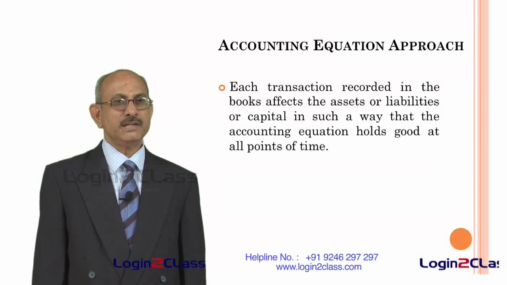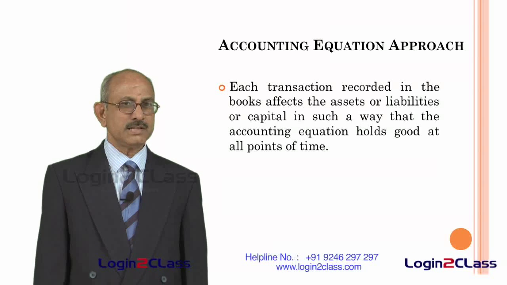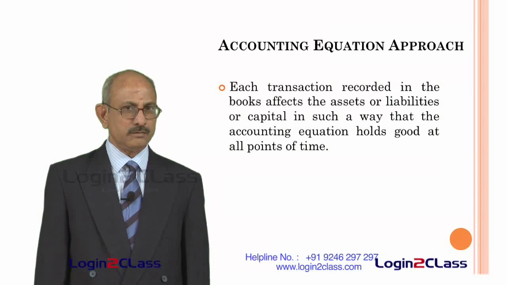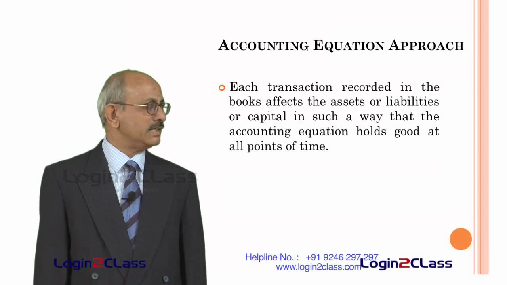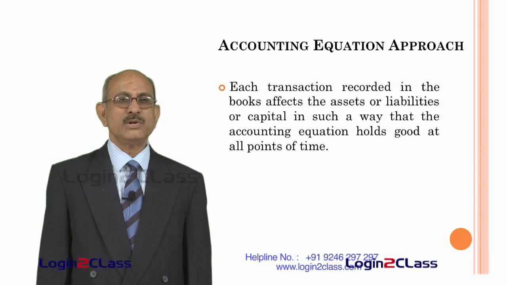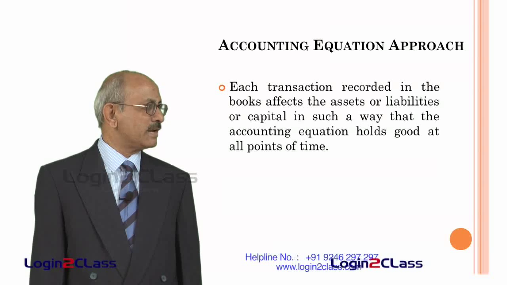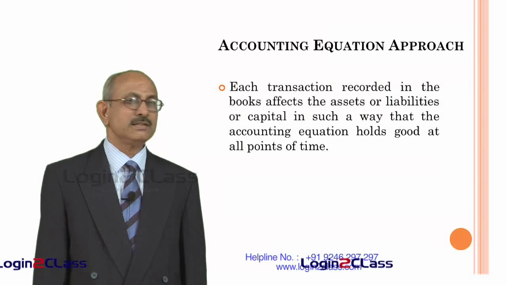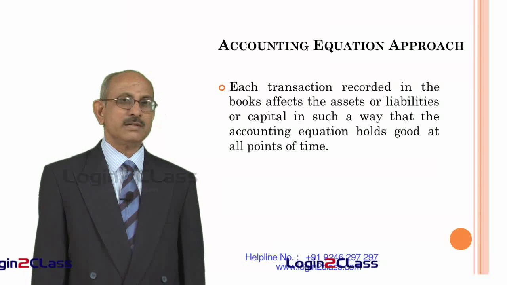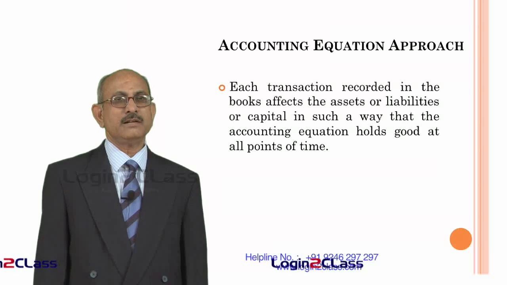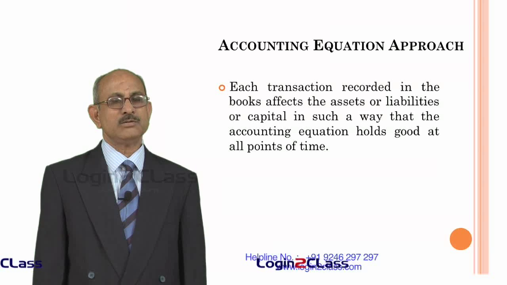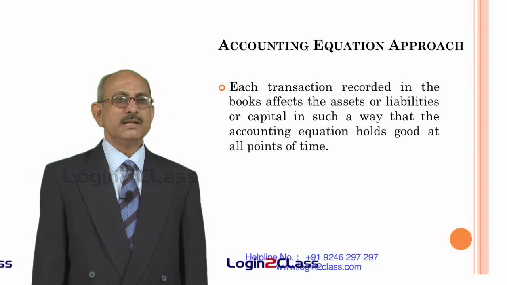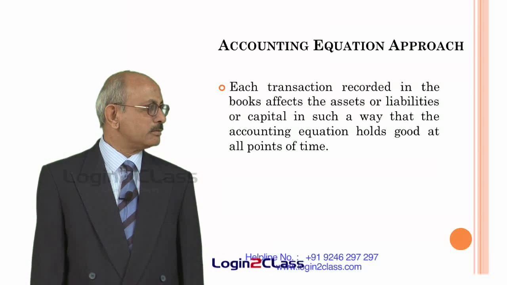As we have seen in the balance sheet, we have assets on one side and liabilities and capital on the other side. So anything we do which is recorded in the books affects one of the three in such a way that the accounting equation holds good at all points of time. So what is the accounting equation? Accounting equation is nothing but assets is equal to liabilities plus capital, or it can be put the other way, saying assets minus liabilities equal to capital. So this is called the accounting equation. We have to ensure that this holds good in respect of all situations.